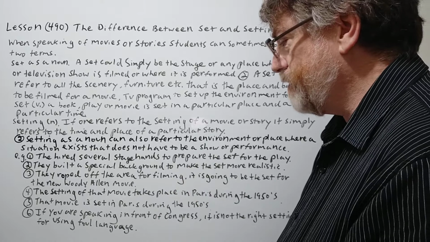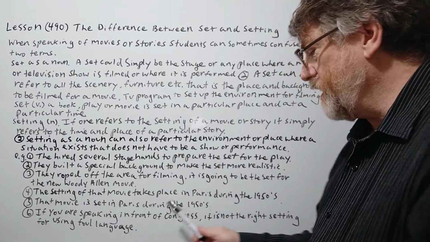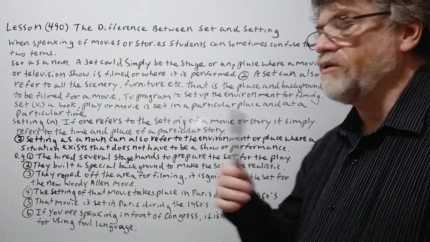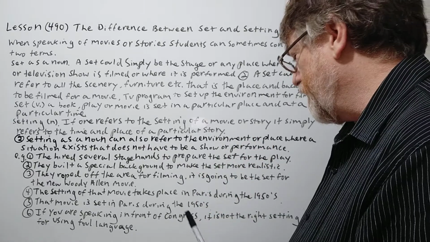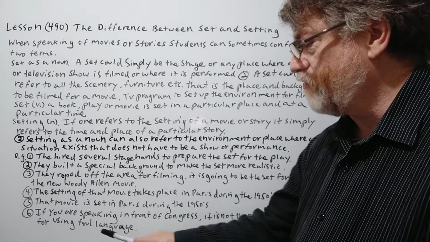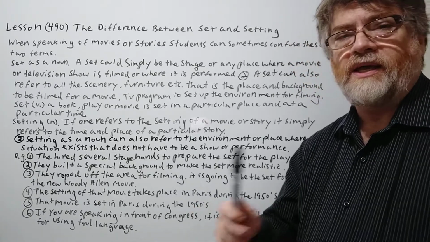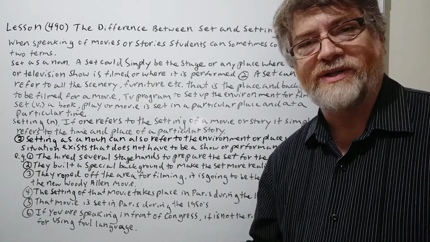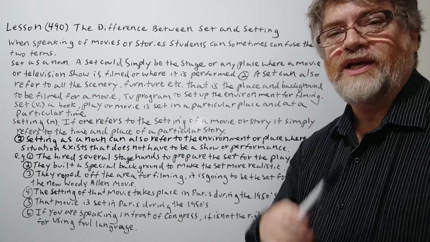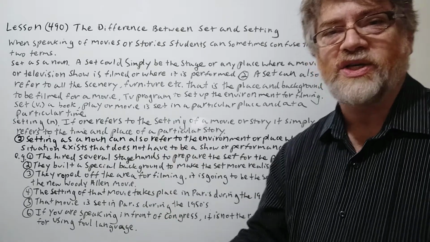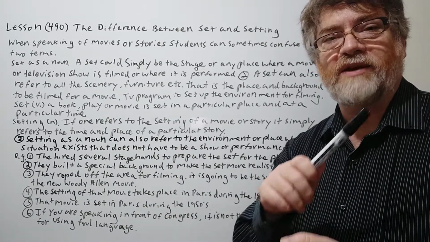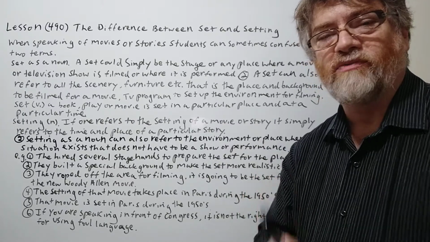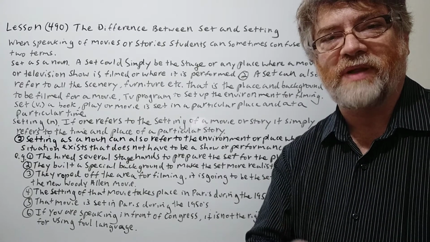All right, number 6, if you are speaking in front of Congress, so this is the one where you're in a particular situation, it is not the right setting for using foul language. Or in a court would be the same way. Don't say dirty words in front of the legislators. Don't say dirty words in front of a judge. It's not the right setting. It's not the right place. It's not the right atmosphere for doing that. It's the wrong setting. It's not the proper place for doing that.